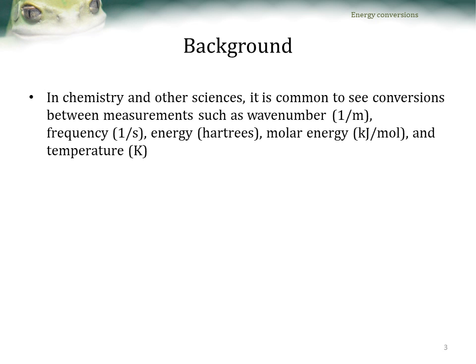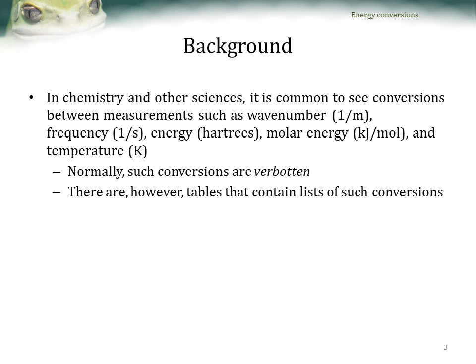Now, in chemistry and other sciences, it's not that uncommon to see conversions of measurements of such things as the wave number, normally in units of per meter, frequency in units of per second, energy measured in hartrees, molar energy, kilojoules per mole, and temperature. Normally such conversions are verboten. After all, you cannot convert, for example, Kelvin into joules. Nevertheless, if you look on the internet and in a relevant textbook, you will find lists of such conversions.